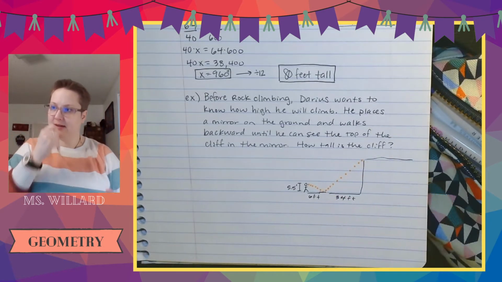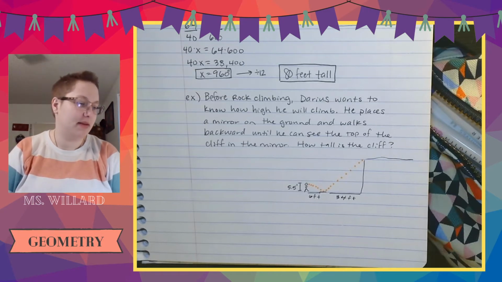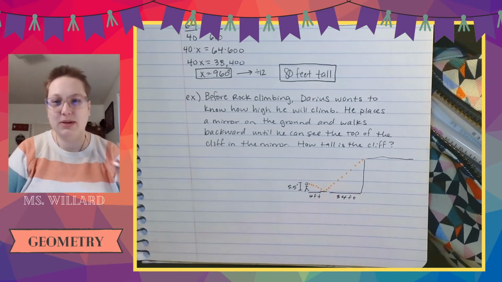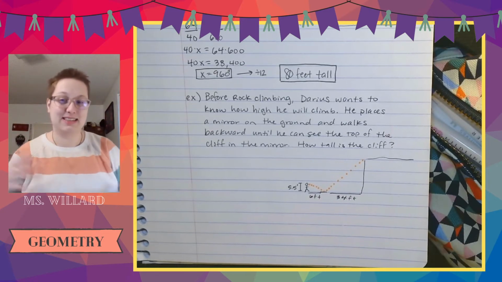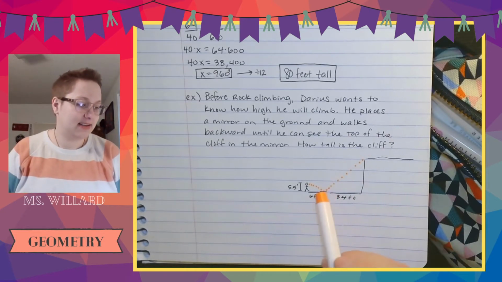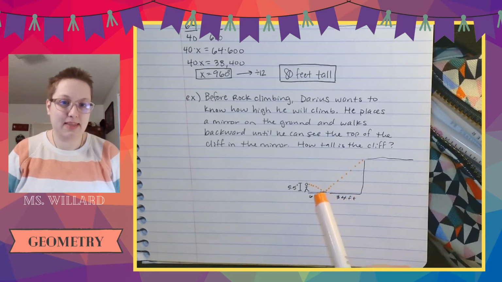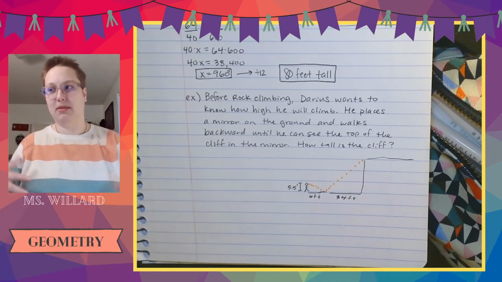These are similar because this angle right here, remember that proof that we did in the first one nobody did because it was scary because it had science in it? I think it's a law of reflection. It says that these two angles are the same. And then these are right angles because he's standing straight up and the cliff is straight up.